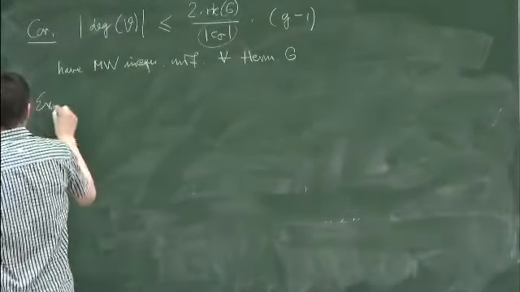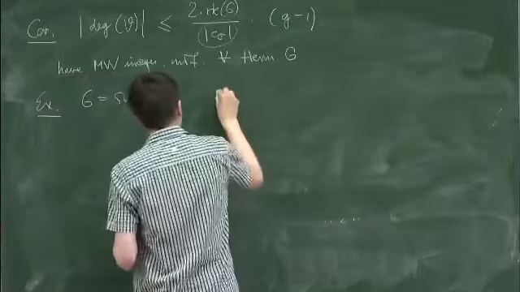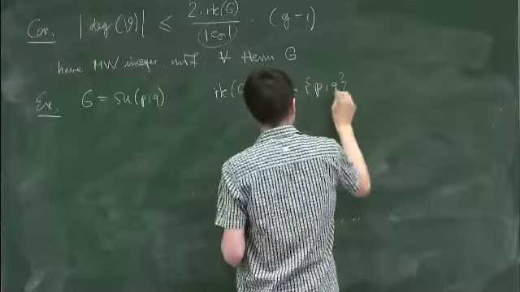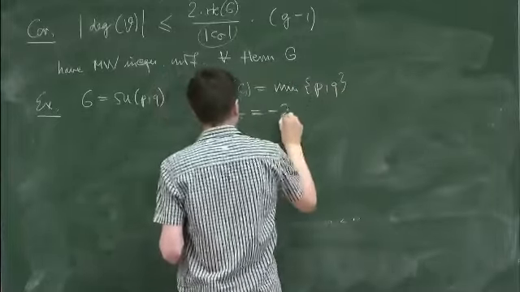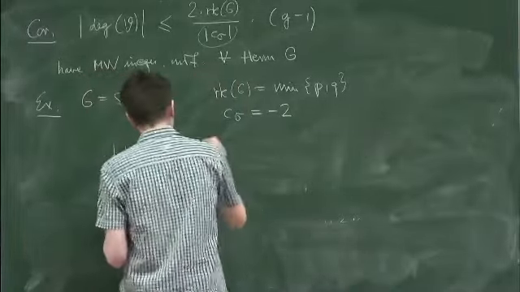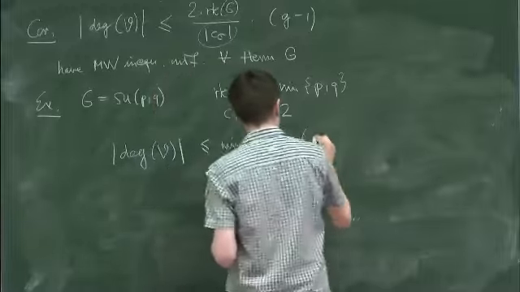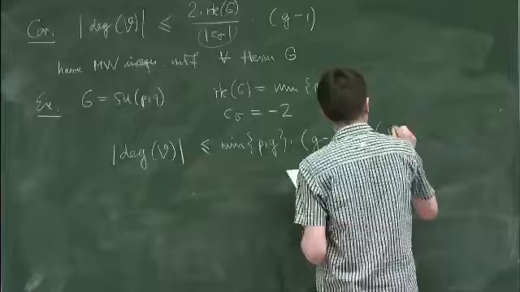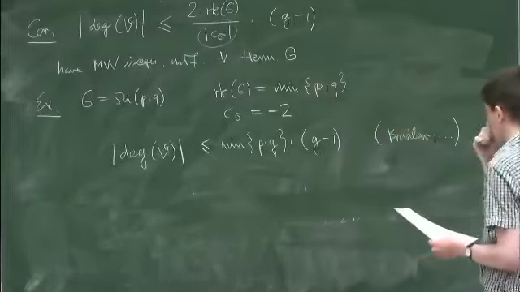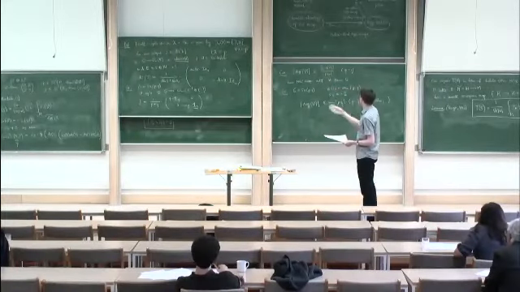And in an example, we take SU(p,q). It turns out that the rank of G is the minimum of the numbers p and q, and this constant is negative 2. So we get the Milnor-Wood type inequality in the following form. And this is exactly what Bradlow, Garcia-Prada, and Gothen obtained by their study of Higgs bundles. Okay, so this was now the transition from bounded cohomology to Higgs bundles.